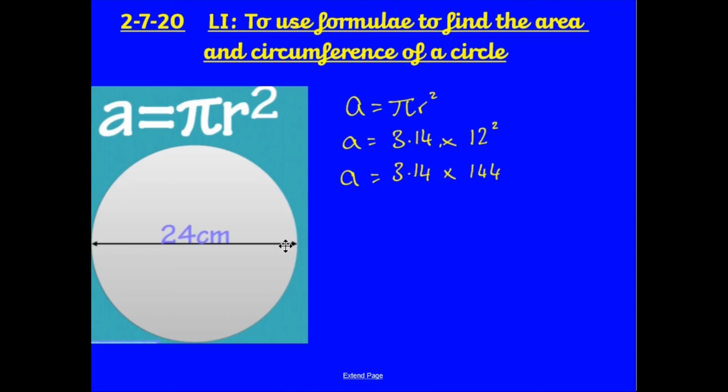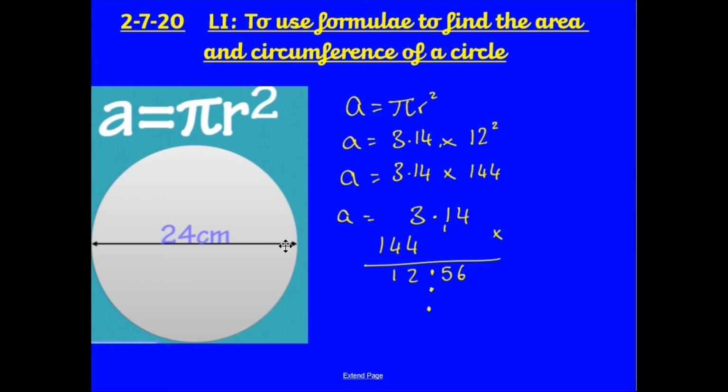Again, I can then use my formal method to work this out. So the area is equal to 3.14 multiplied by 144. Okay then. So I have got my decimal places can stay. I'm always going to have 3 here, so we'll just keep them there. 4 times 4 is 16. 4 times 1 is 4, plus 1 is 5. And 4 times 3 is, of course, 12.